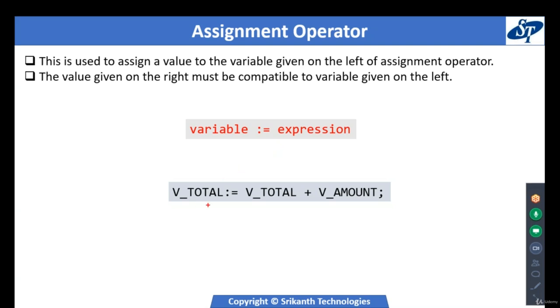And this expression is saying it is going to add amount to total and then put the result back into total. So v_total is the variable to which we assign the value, and the value is coming from the right side expression. You just have to make sure the result of this expression is compatible with the data type of the variable. That is simple assignment.